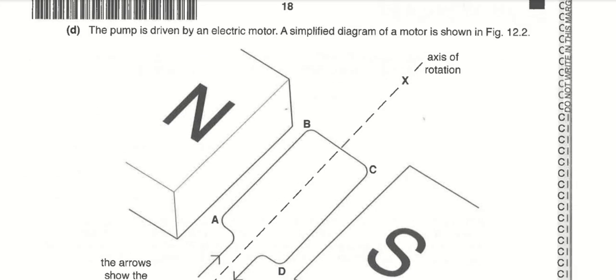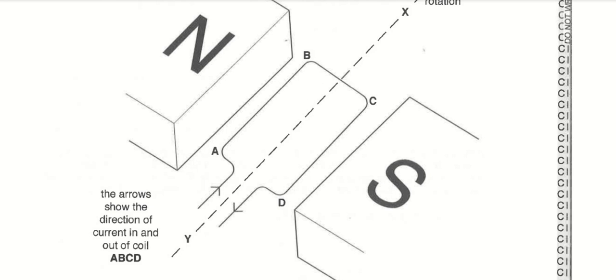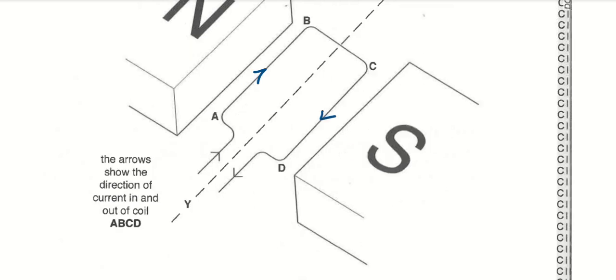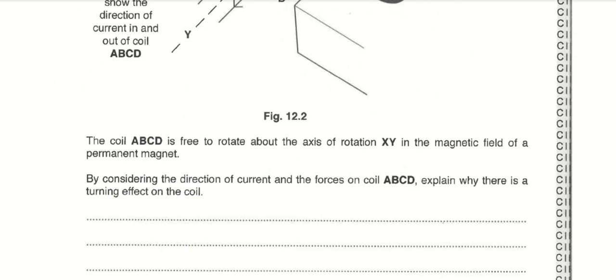Okay, so now last one, electric motor. Simplified. It shows the direction of current, so you should draw your current here as well. So when current flows, what happens? It produces a magnetic field. And when the magnetic field is placed in an external magnet, then there will be a force. So these are things that you should see. It's free to rotate. Explain why there's a turning effect. Okay, so I'll just show you the answer.